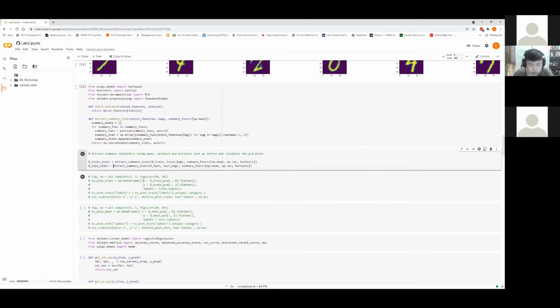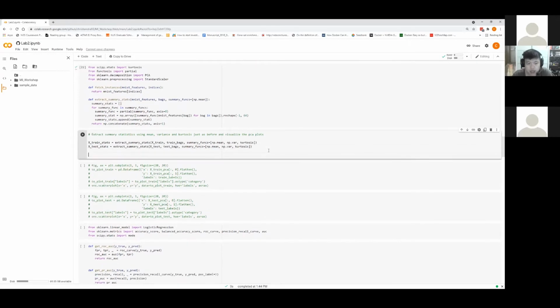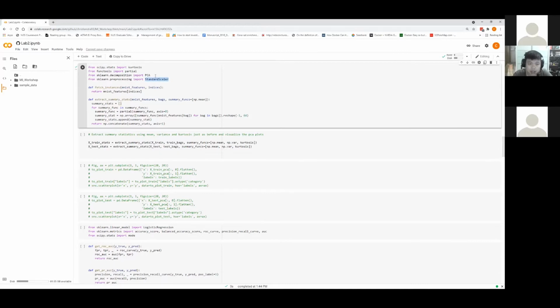Okay, let's put an equal sign here. These two calls will extract the summary statistics, basically the mean, the variance, and the kurtosis, into xtrain stats and xtest stats. And afterwards, we can try to visualize the PCA representation of this. Oh, remember, for PCA to work, we need to scale the input. We need to scale the input by subtracting the mean and dividing by the standard deviation. In Python, we usually do this by calling the standard scaler object.